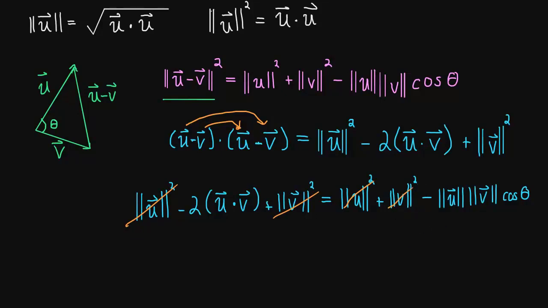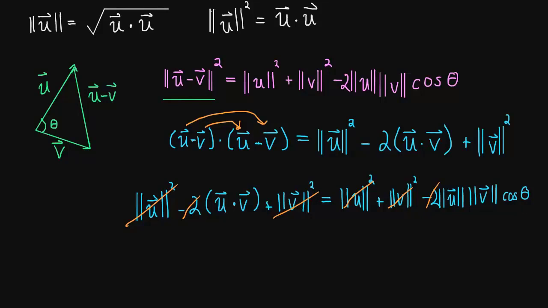Oh, geez, I did something terribly wrong here. This is not the law of cosines. We need a minus 2. And that means we need a minus 2 down here. And then we can divide the minus 2 on both sides, though. So that's pretty cool. Sorry for forgetting that for the whole video.